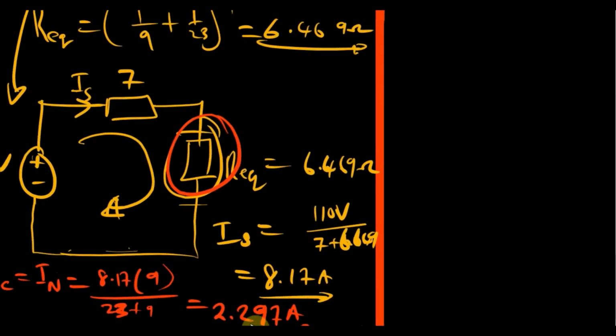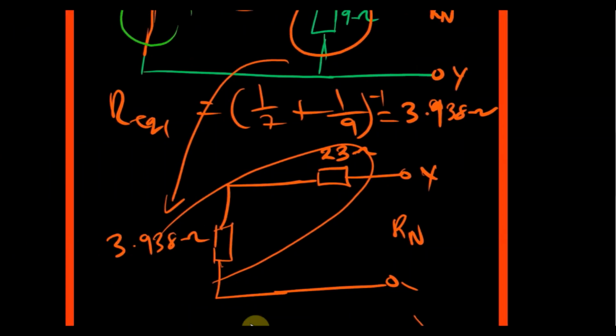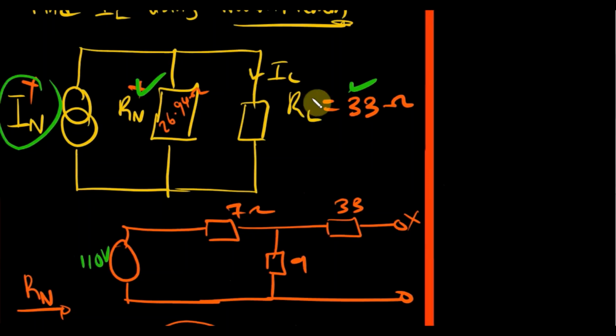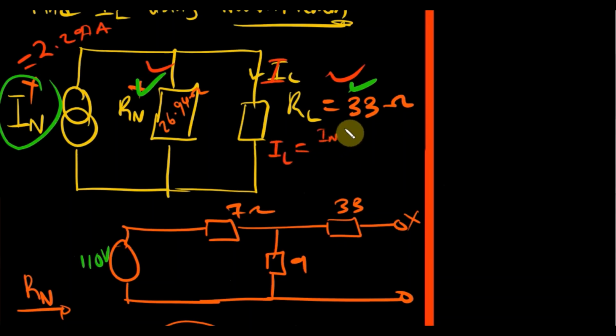All right. So just going to check my diagram, my equivalent circuit, see if we have all that we need. Looking at this, we have that, and now we've found that. So 2.297 amps, we're good to go. Now we can just go ahead and evaluate IL using current divider. So IL is equal to my IN multiplied by the resistor we're not interested in, which is RN, divided by RN plus RL. Go ahead and do that.